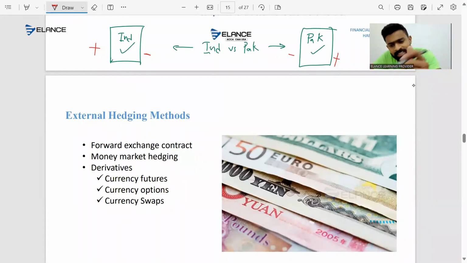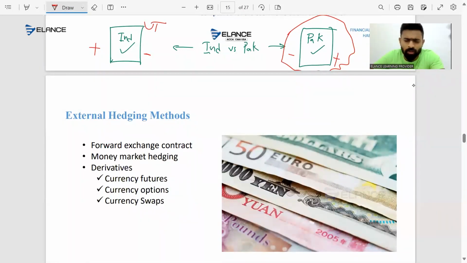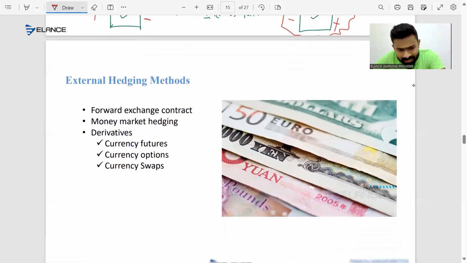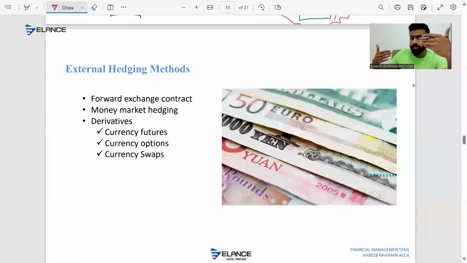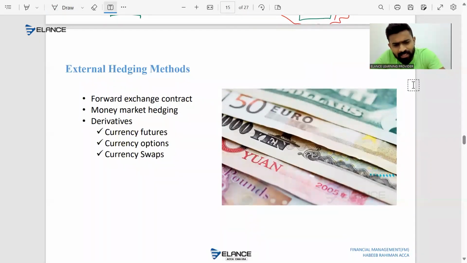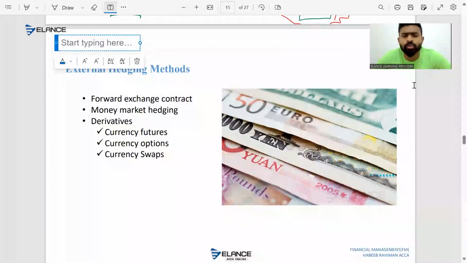So that means externally, if we are making some contracts for the underlying item, underlying contract or underlying transaction, and we enter into a separate contract, we could make certainty. So external hedging means we are entering into a separate contract. There are two main areas where we could enter a contract. As I said earlier, you have the opportunity to type here. Please do type here.